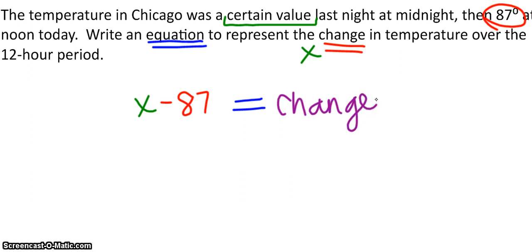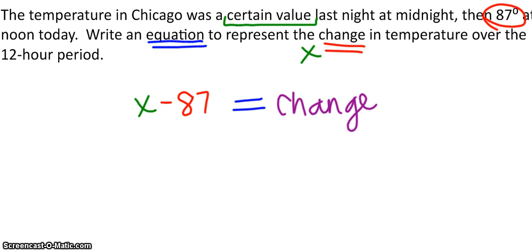change. Well, we don't really know if it was warmer at midnight or cooler at midnight in comparison with the 87. We don't really need to have that information, right? It's not asking us, did the temperature rise, did the temperature fall, anything of that sort. We just want the change. We want the distance, we want the difference.